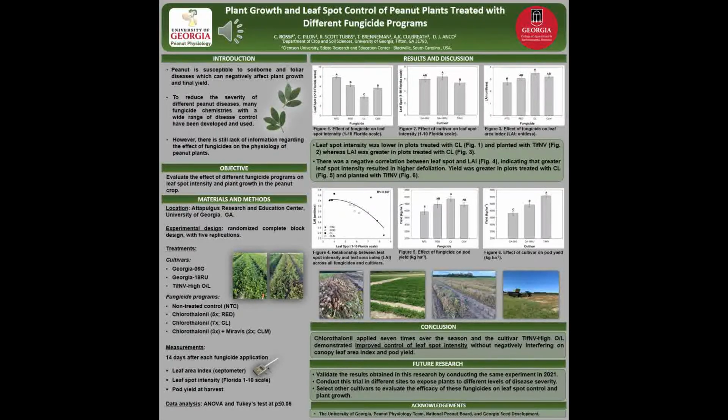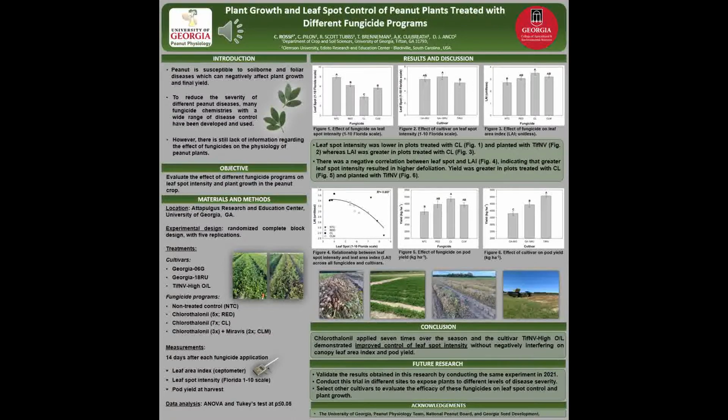In conclusion, chlorothalonil applied 7 times over the season and the cultivar TifNV-High O demonstrated to improve the control of leaf spot intensity without negatively interfering with canopy leaf area index and pod yield.